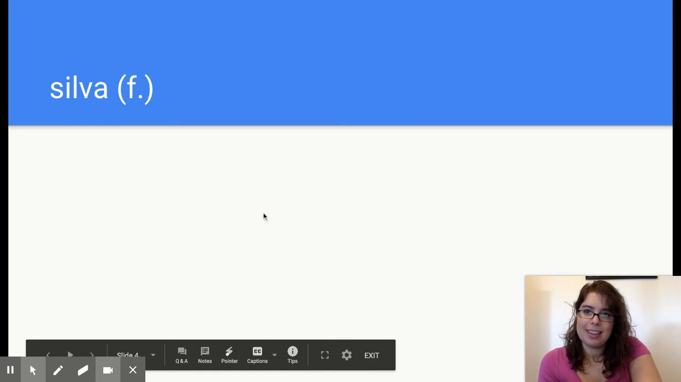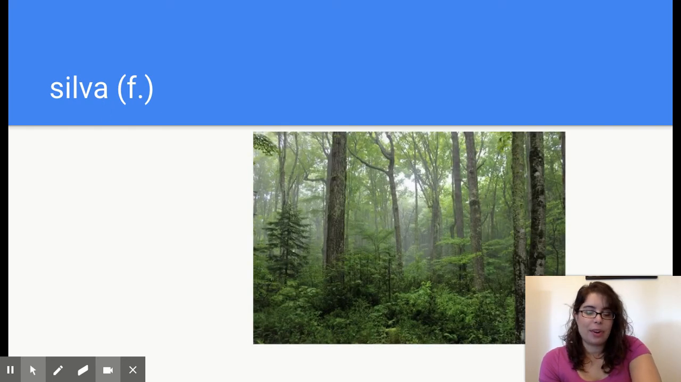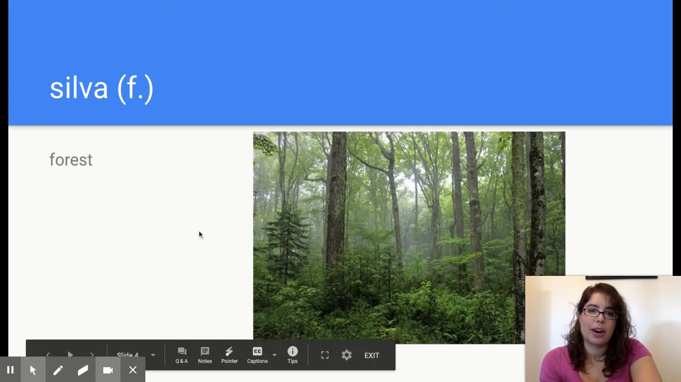So next we have silva. Silva. Remember, those V's are pronounced like W's in Latin, and this is a feminine noun. Luckily, this one has that A ending that tells us it's feminine. This is our Latin word for a forest. So silva is a forest.